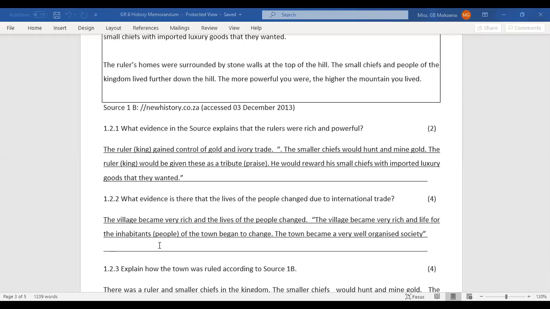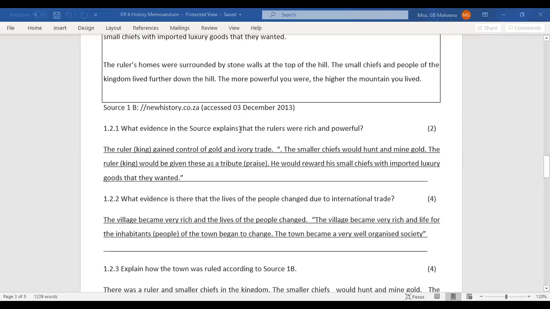My answer was people brought gold and ivory down the Shashe River to Mapungubwe. Yes, ma'am. Wait, before that, I want to correct you somewhere.